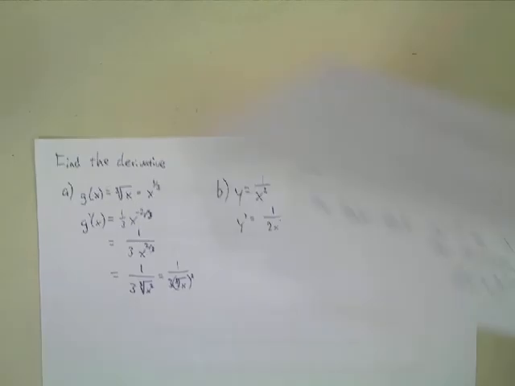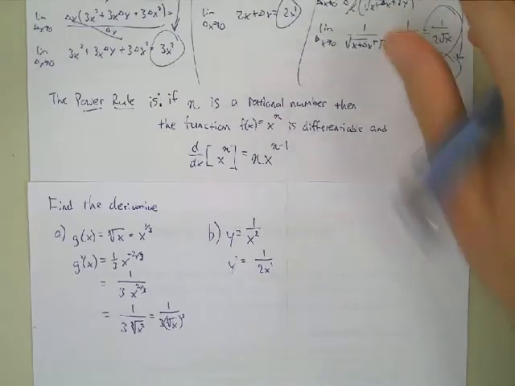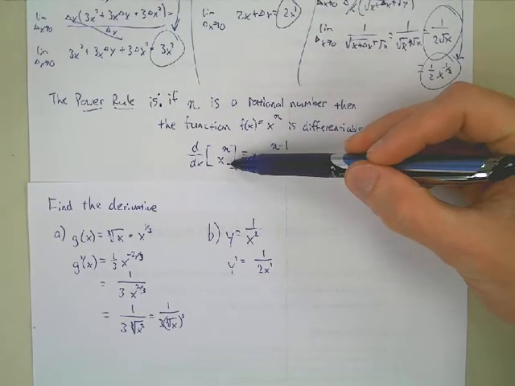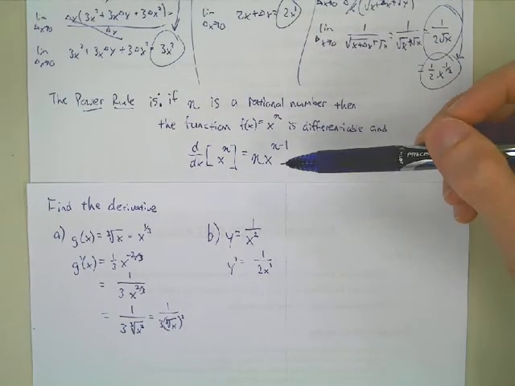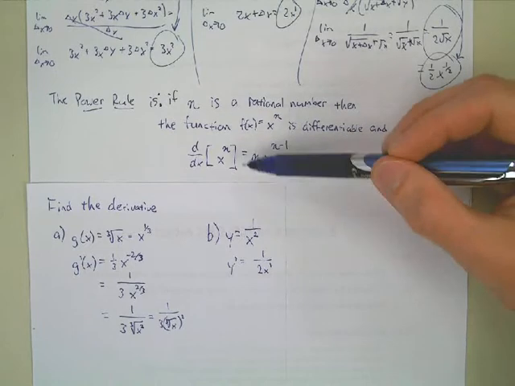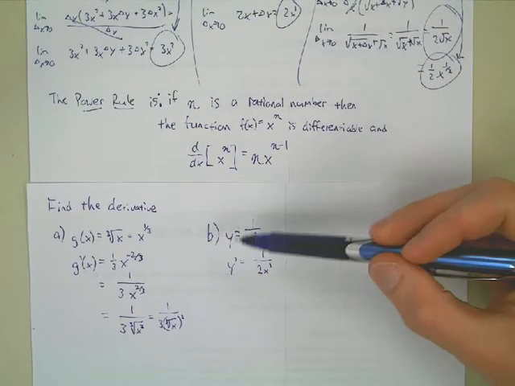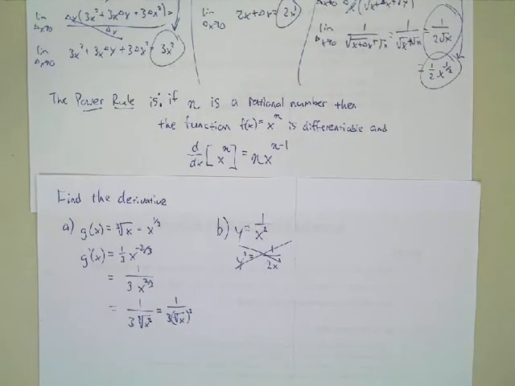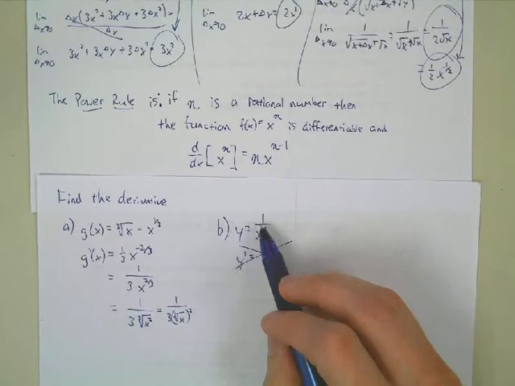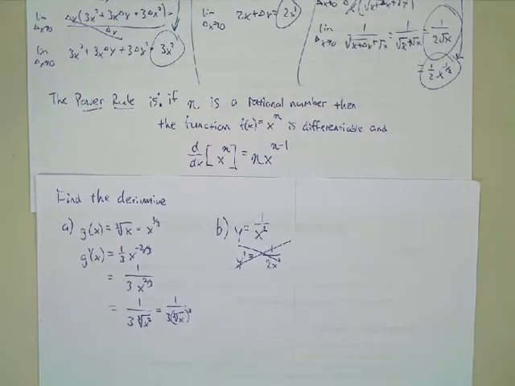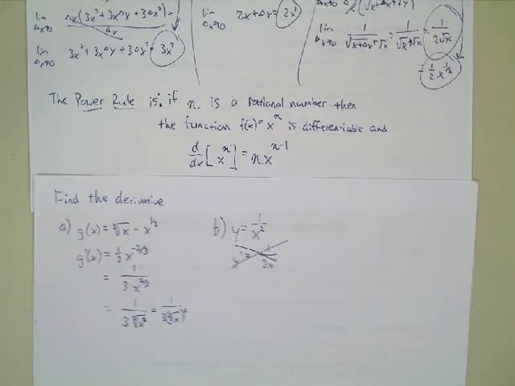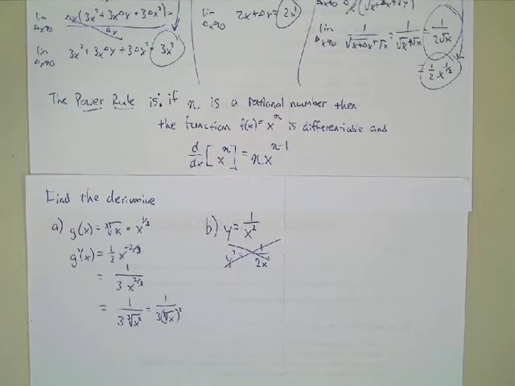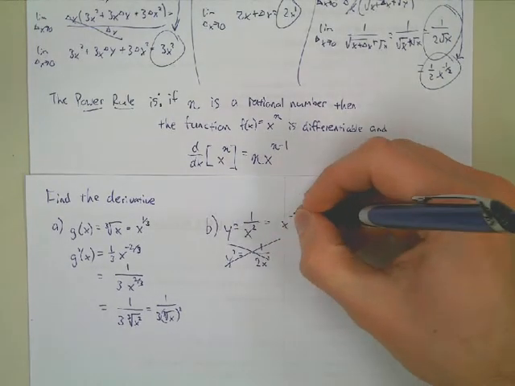Does the power rule apply for 1 over x to the n? No, it's only for x to the n. So this way that this thing is written, we cannot take the derivative that way. We must rewrite this so it fits the power rule. How can we rewrite 1 over x squared so that it fits the power rule? Not x to the 1/2, that's square root of x. X to the negative 2. Okay, x to the negative 2.